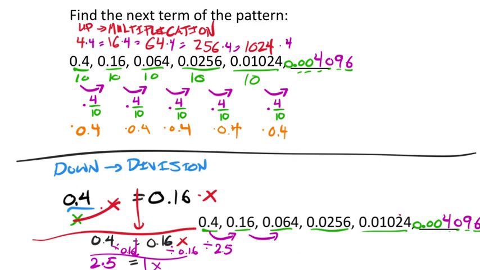You could say 16/100 divided by 2.5 is going to be 64 thousandths. And if you divide that by 2.5, you're going to get 256 10,000ths. And this will work for the next term in the pattern, which means it will work for the final term in the pattern as well.